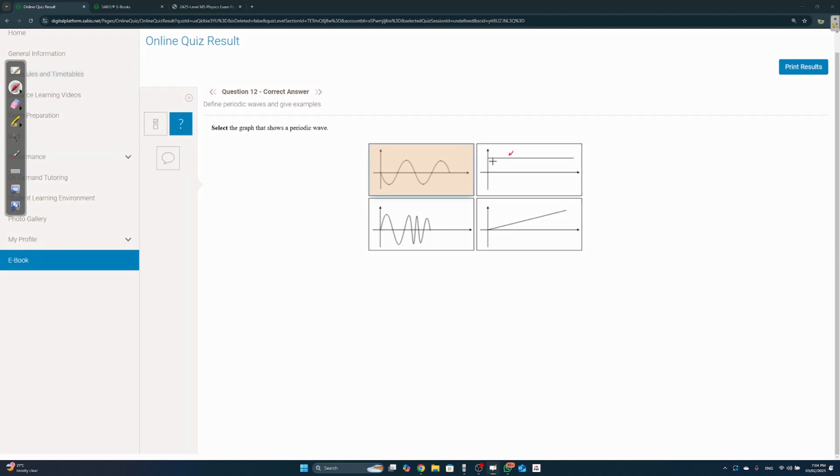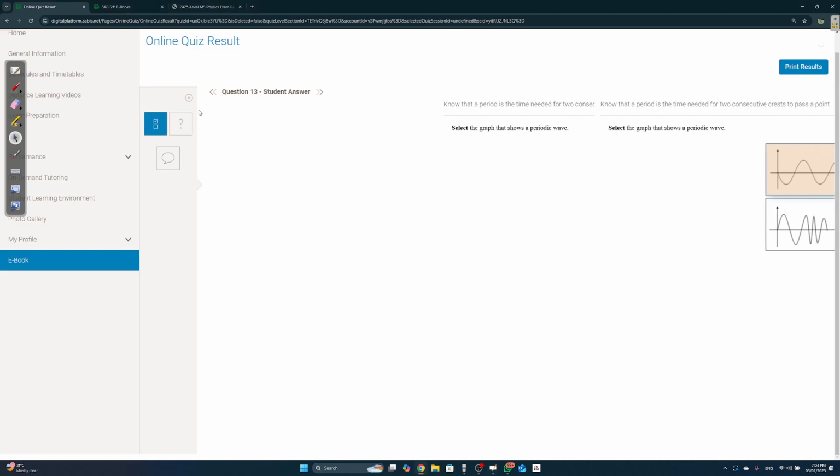This isn't periodic, because how is it periodic? It's not moving. This also, it's just staying upright. Someone might choose this. Why is he wrong? Because look, is it the same period throughout the whole wave? Obviously not. It's decreasing. So the only one with the same periodic repeating is the one above.